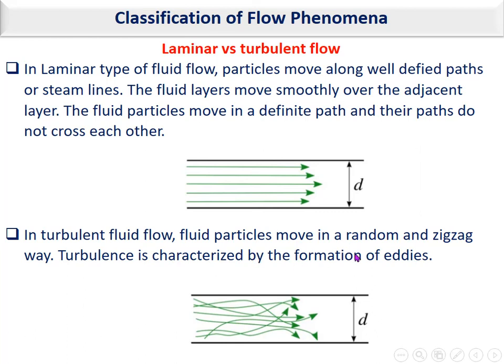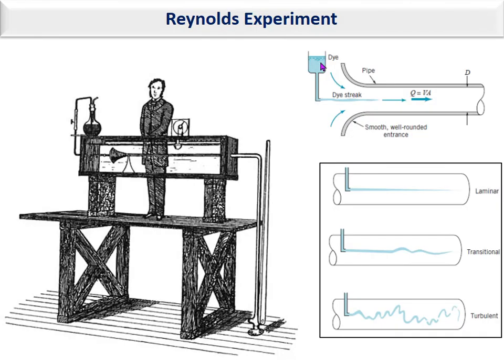Turbulence is characterized by formation of eddies, as we say. So, the flow can be classified into laminar and turbulent. But an important distinction should be made here between internal and external flow. Let's start with the internal flow.